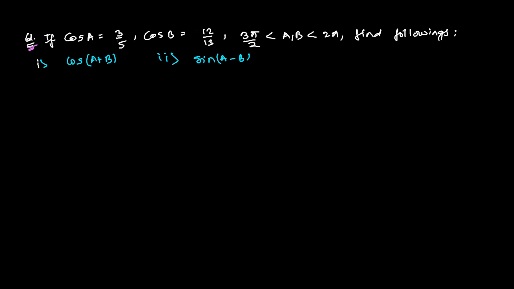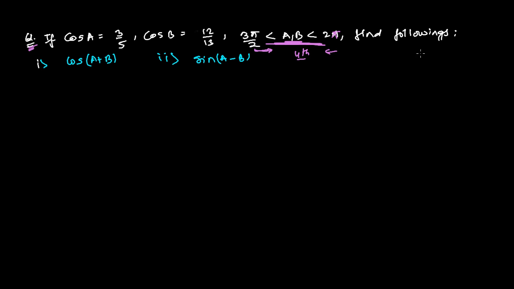If cosine of A is 3 by 5, cosine of B is 12 by 13, and A and B both are greater than 3 pi by 2 and less than 2 pi. This is the thing we need to keep in mind. If you put the value of pi as 180, that will be 270, and 2 pi is 360. So both our angles are more than 270 and less than 360. It means we are in the fourth quadrant.